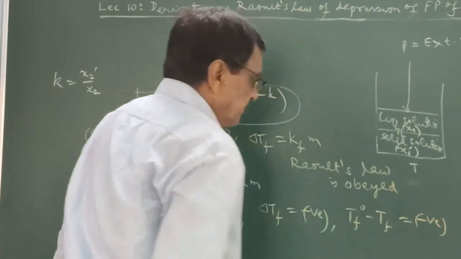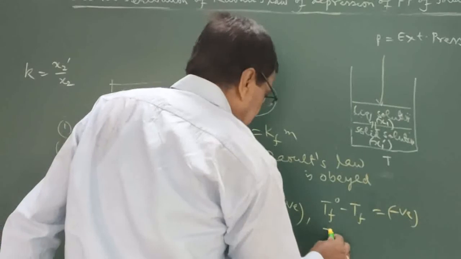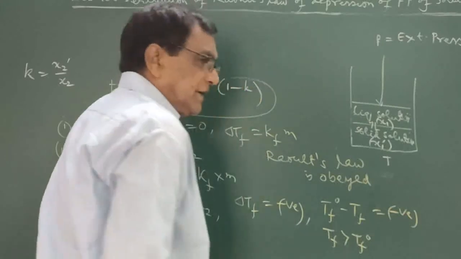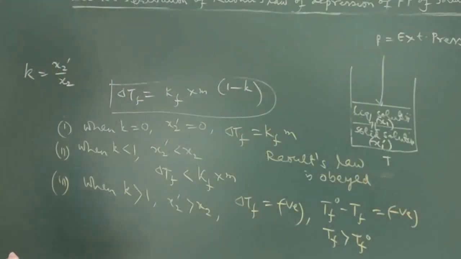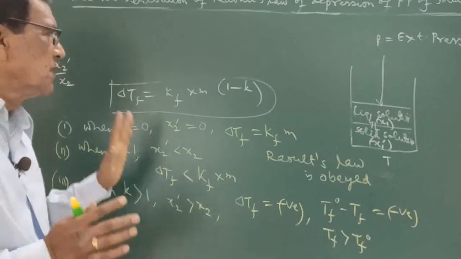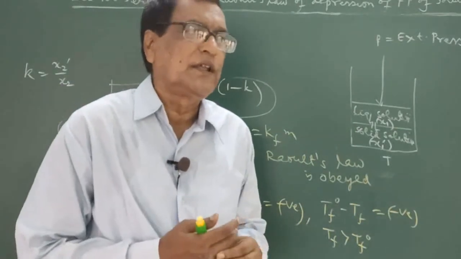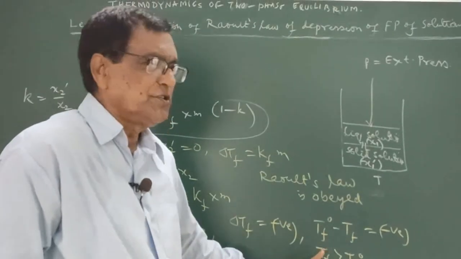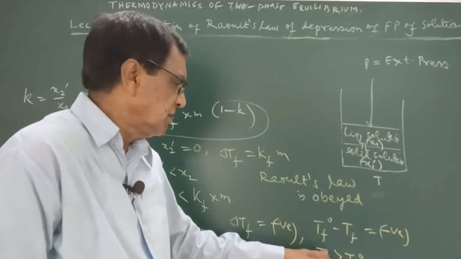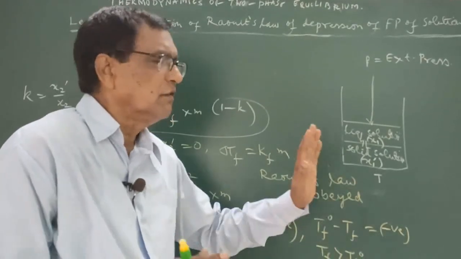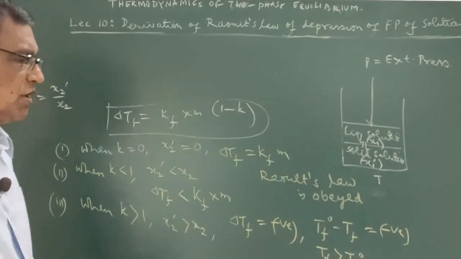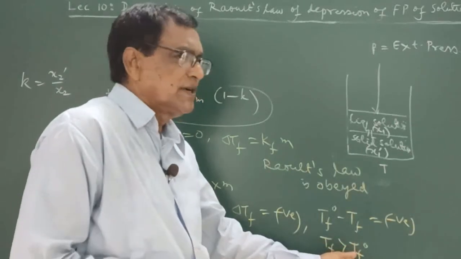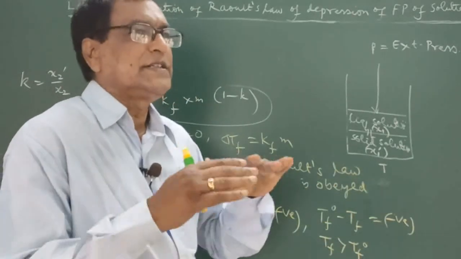What does it mean? Means that Tf is greater than Tf naught. Means whenever this situation comes up, when the solute is more soluble in solid solvent than the liquid solvent, the freezing point of the solution is elevated. Freezing point of the solution is greater than the freezing point of this pure solvent at a given pressure. So actually there occurs this elevation of freezing point. This is the rare case.